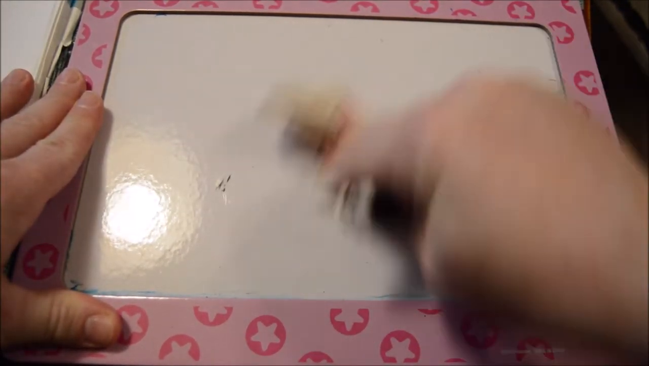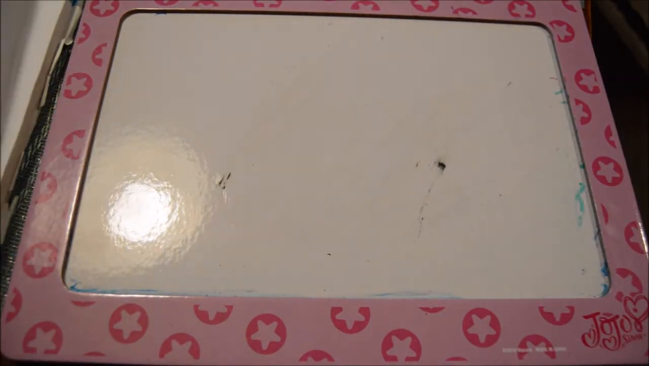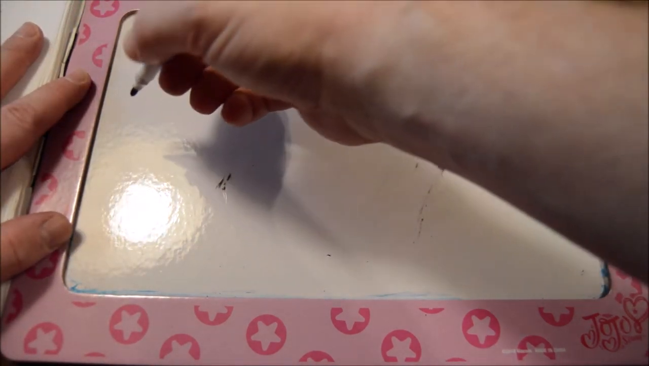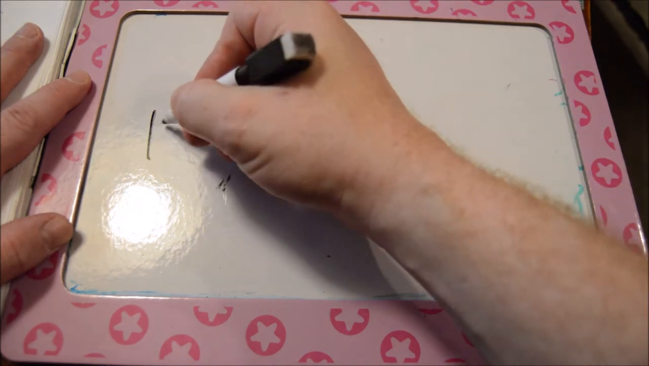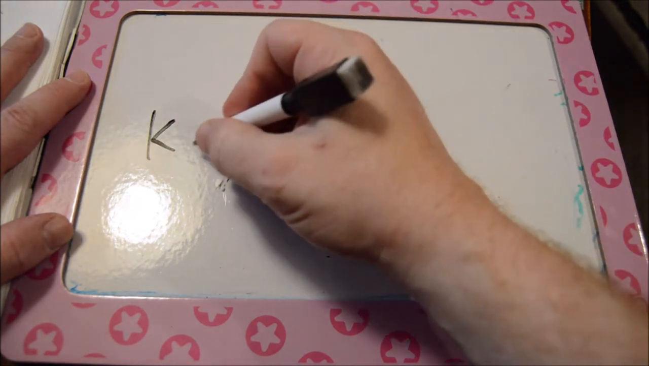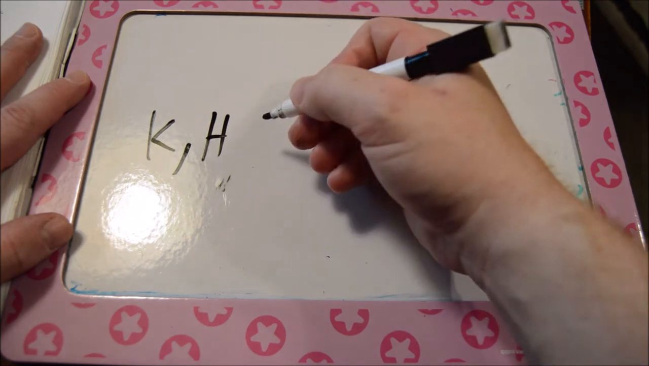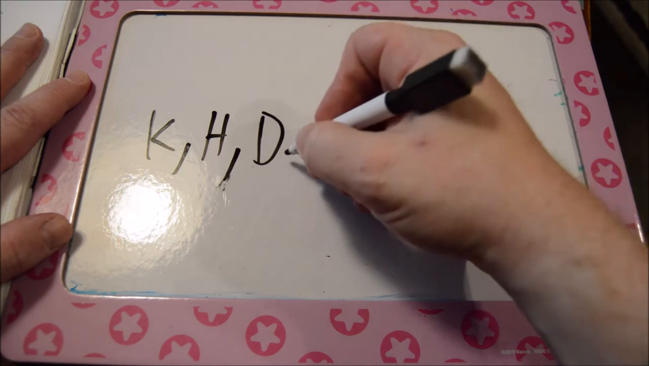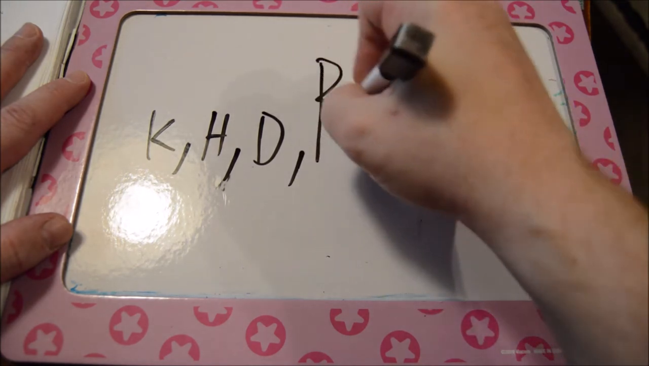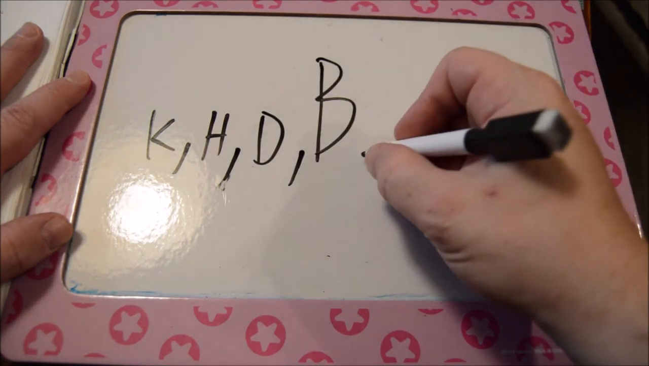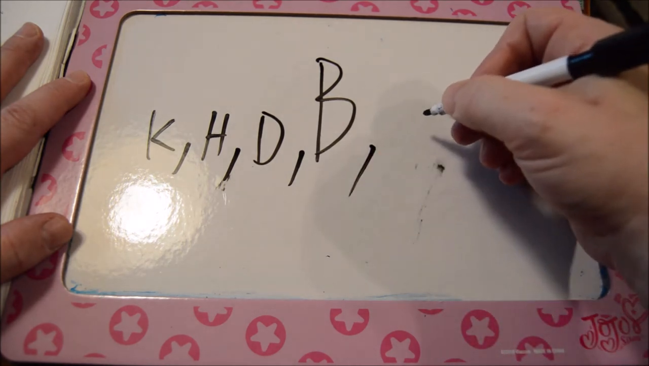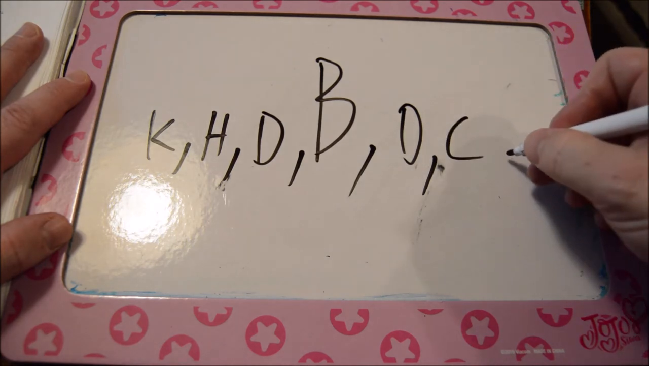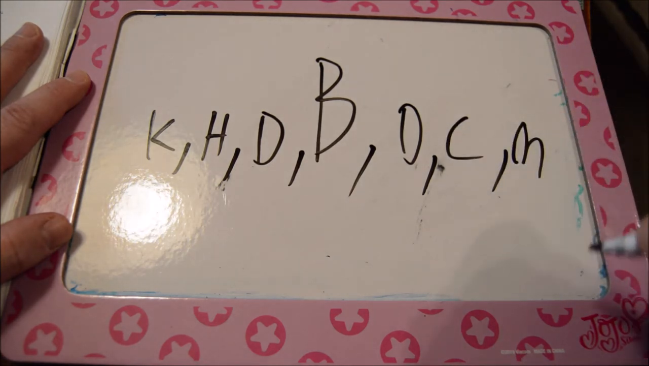Let me show you. What we do is we have the metric system set up in a fashion where it starts with, for our purposes, K for kilo, H for hecto, D for deca, and then there's a base unit. I like to put a big B for my base unit. And then we're going to go to D for deci, C for centi, and M for milli.